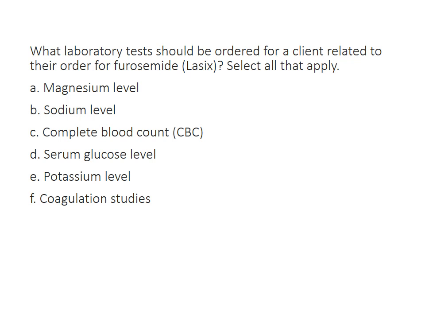Yes, so furosemide is a potent diuretic, especially if we're giving it IV piggyback or IVP. So it may cause a loss of electrolytes like magnesium, sodium, and potassium. So you want to make sure that we're checking A, B, and E. Also, furosemide can increase serum glucose levels, which is an issue, right? So make sure that we select A, B, D, and E. We don't have to monitor CBC or coagulation studies when a patient's on furosemide.